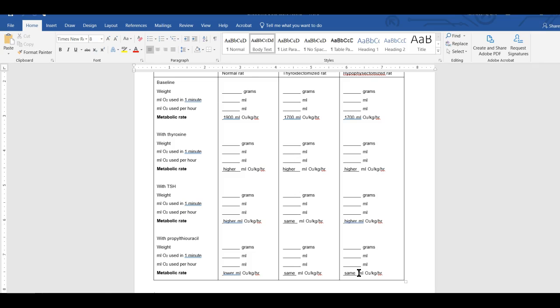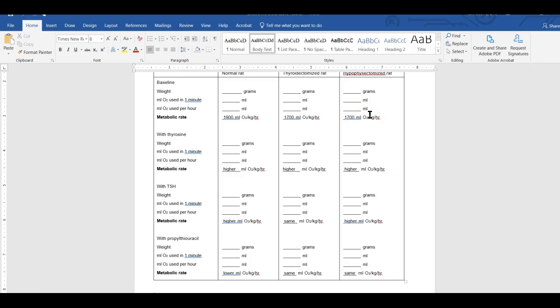You might not have been able to predict this because it wouldn't be ridiculous to think that maybe in the absence of thyroid stimulating hormone, the thyroid still makes some hormone, but it doesn't make any. So if you inject a hypophysioectomized rat with PTU, it's already not producing thyroid hormone, even though it has a thyroid gland. So there's no effect on the metabolic rate of this rat relative to its baseline.